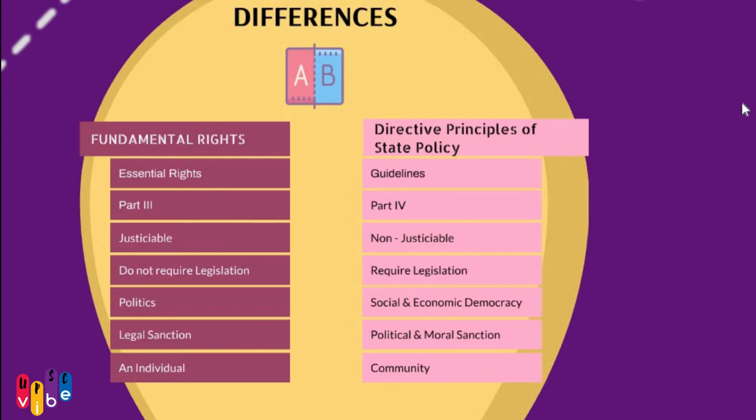Fundamental rights are negative and DPSP is positive. How? Fundamental rights are negative as they prohibit the state from doing certain things. But DPSP is positive as they require the state to do things. Now, how is one justiciable and the other non-justiciable? Fundamental rights are legally enforceable by courts in case of violation. DPSP is not legally enforceable by the courts for their violation.